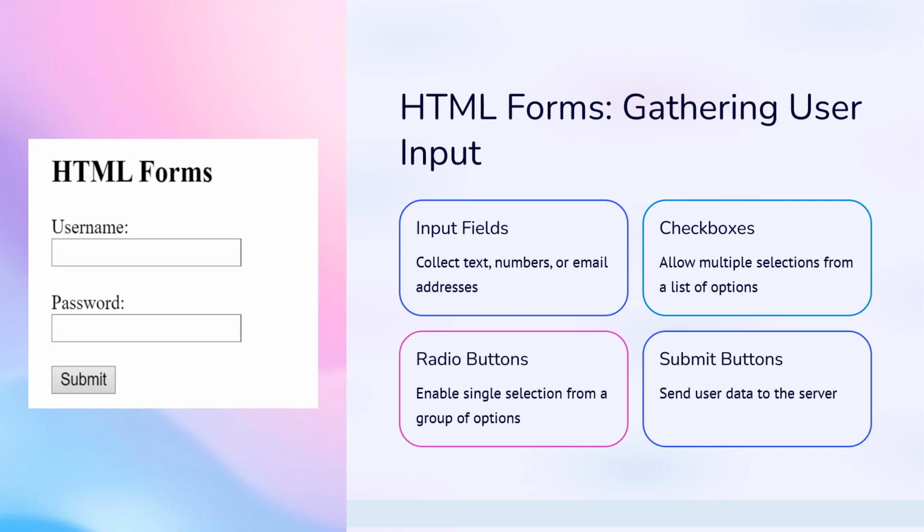Parts of HTML forms. Input fields collect text, numbers, email addresses, maybe passwords. Checkboxes allow multiple selections from a list of options. Radio buttons enable single selection from a group of options. The submit button sends user data to the server.